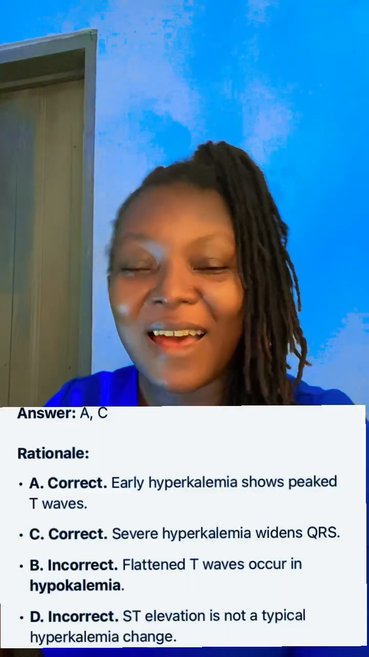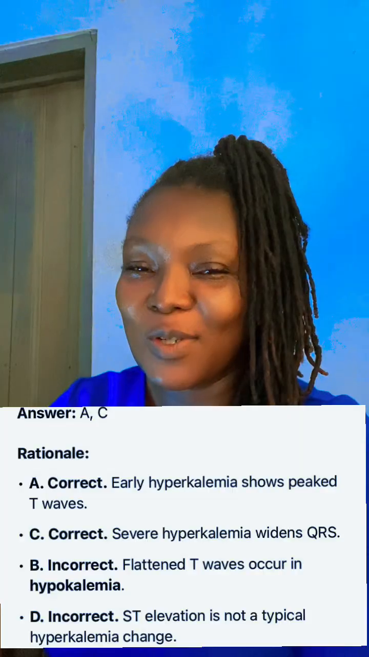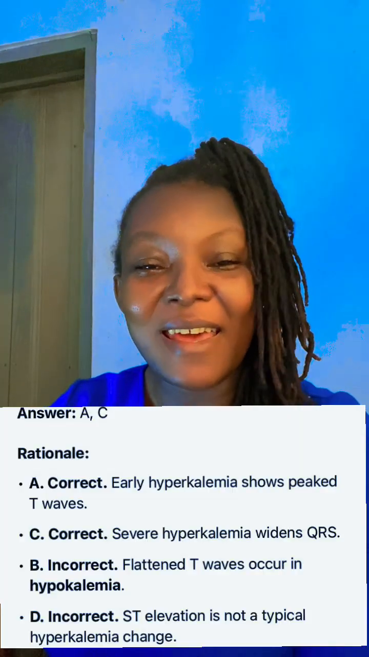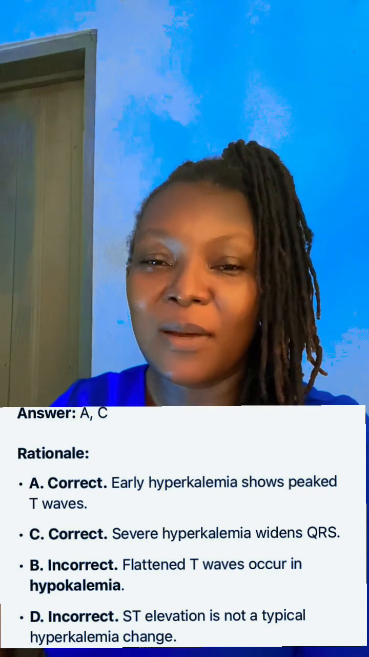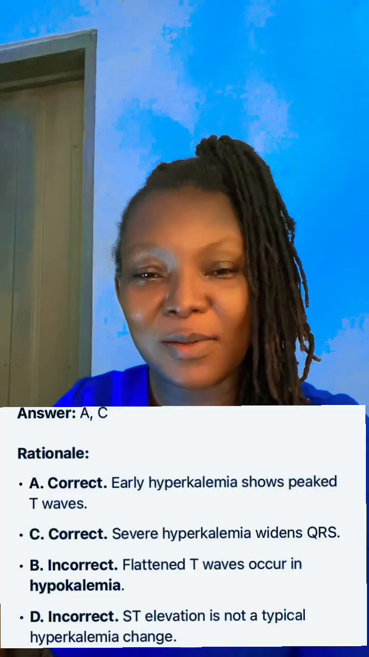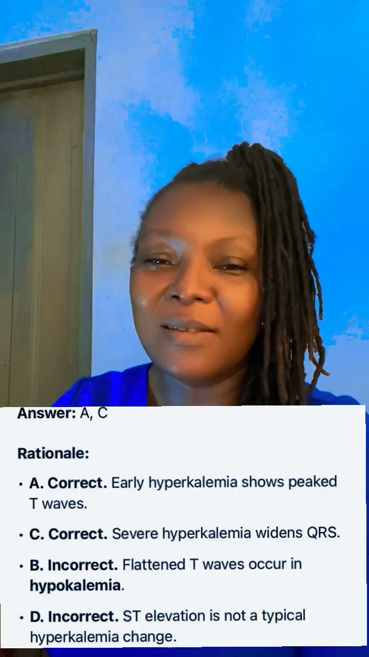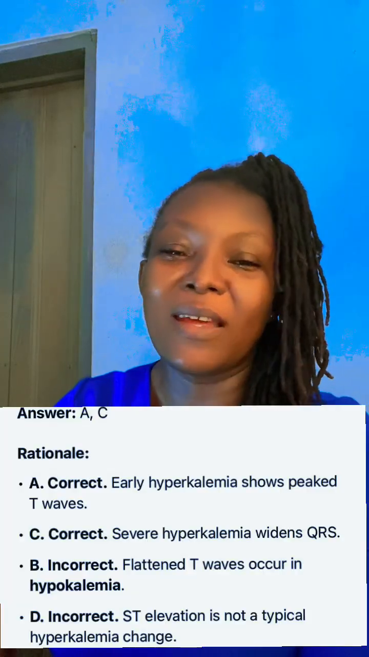Our answers are A and C, and I'm sure you got that right. A is the big T wave, so it starts with the big T waves, then it progresses to widened QRS complexes. You have your sine wave, and then you can have an asystole storm.